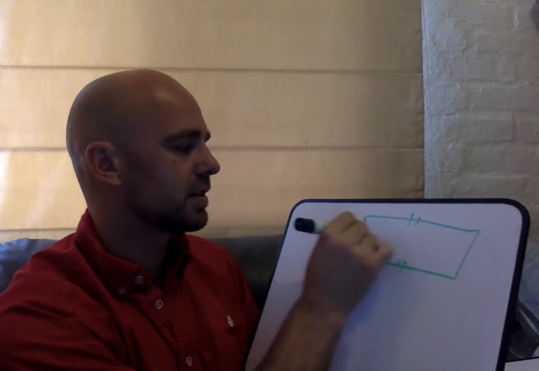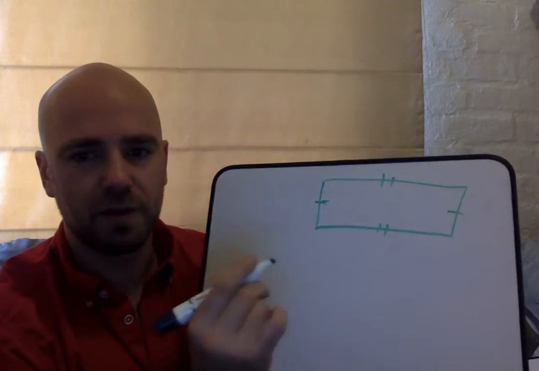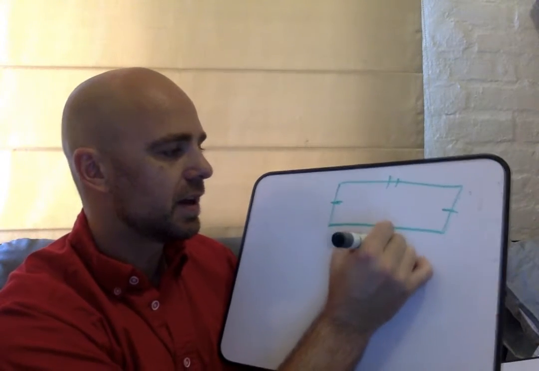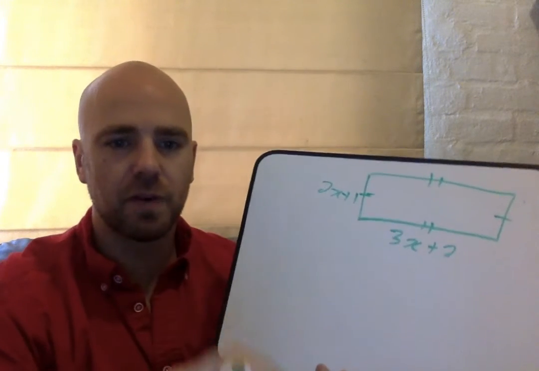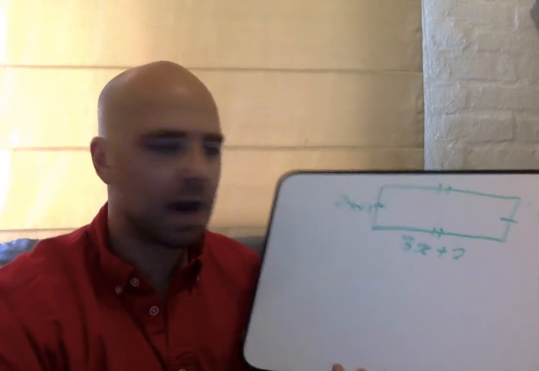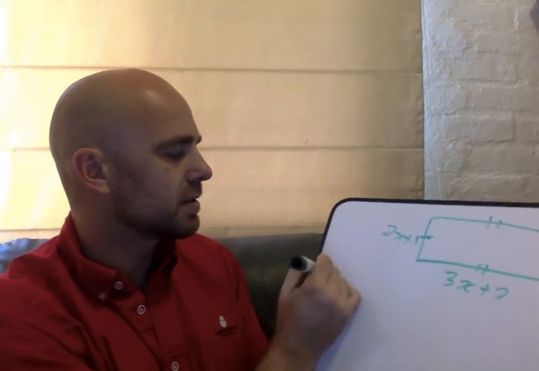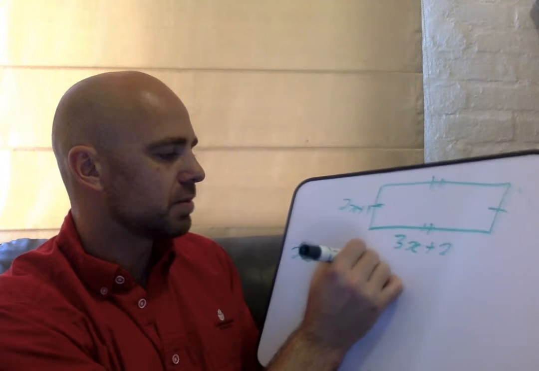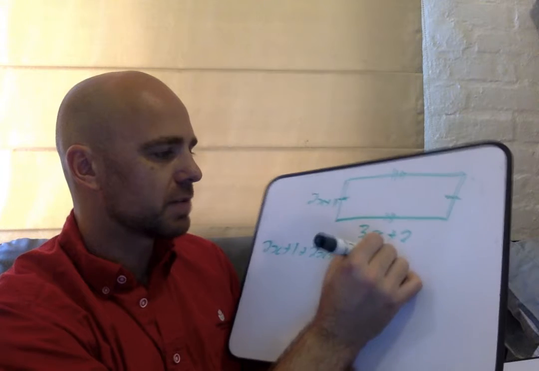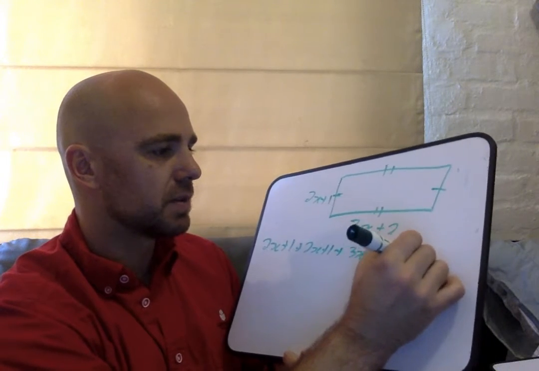Now, let's go to another example. This one's going to be a little bit more complicated. If we've got a perimeter, I'll draw the picture so you can actually see. Obviously these lengths are the same, and these lengths are the same if we have a rectangle. Say this is 3x plus 2, and this is 2x plus 1. To calculate the perimeter, I'm taking this twice and this twice. So when I write it out, it's going to be 2x plus 1 plus 2x plus 1 plus 3x plus 2 plus 3x plus 2.